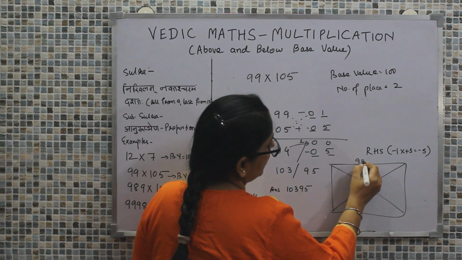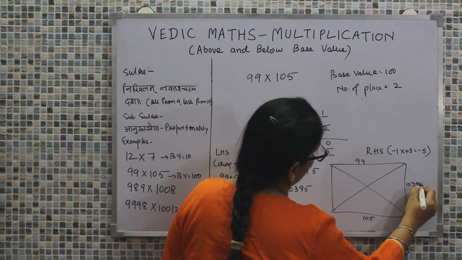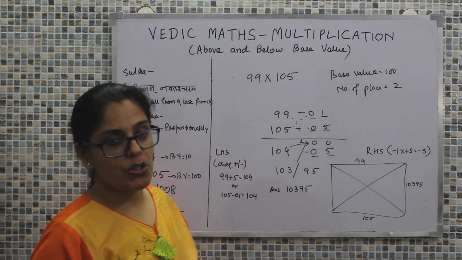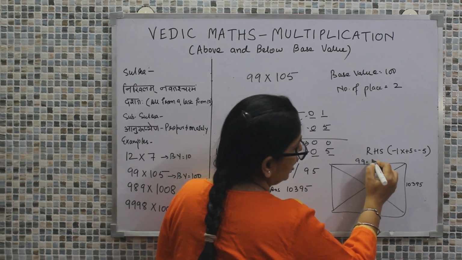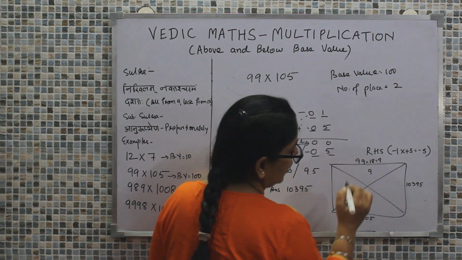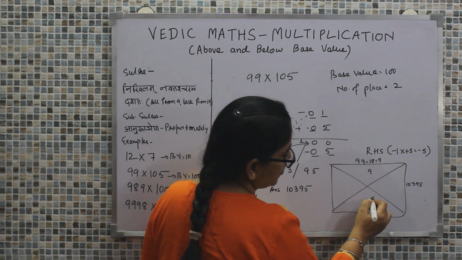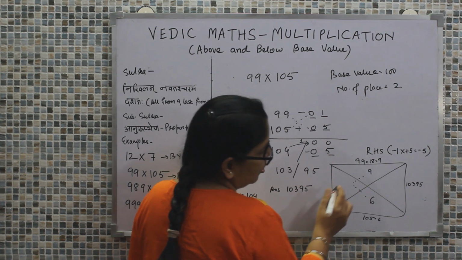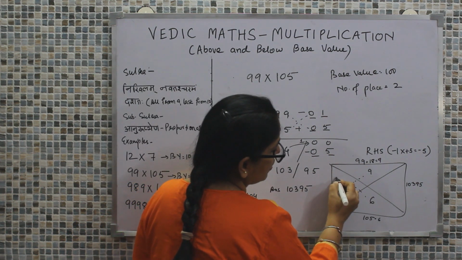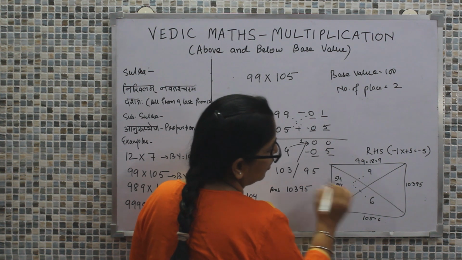The first multiplier is 99. The second is 105. The answer is 10395. Now let's compute the digital sum. Digital sum is the summation of the digits. So 9 plus 9 is 18. 18 means 8 plus 1 is 9. So here we need to write 9. 1 plus 0 plus 5, that is 6. So the digital sum comes out to be 6. Multiply the digital sum of the first multiplier and the second multiplier. So we have 9 into 6, 9 6s are 54. 54 means 5 plus 4, that comes out to be 9.